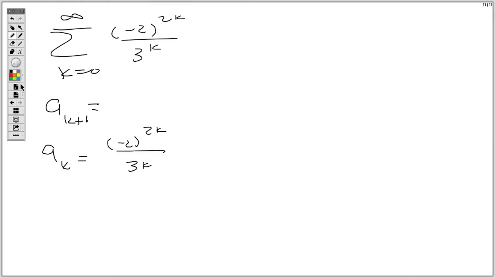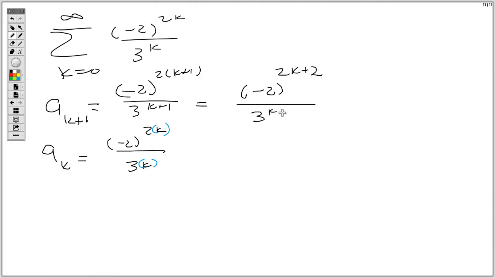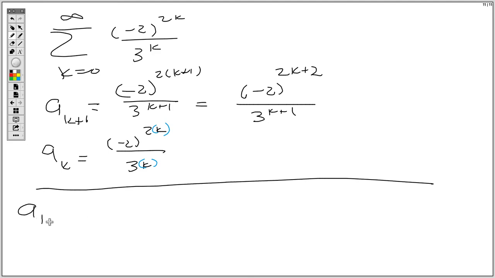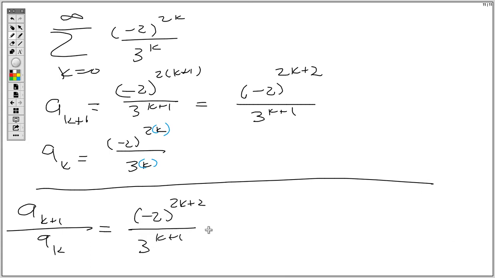And to get a_{k+1}, everywhere I see a k, I'm going to replace it with the quantity k plus 1. So I'd have negative 2 to the what power? All right. So then to prove it's geometric, I need to take the ratio a_{k+1} divided by a_k. And remember, instead of dividing by a_k, I'm going to multiply by its reciprocal.